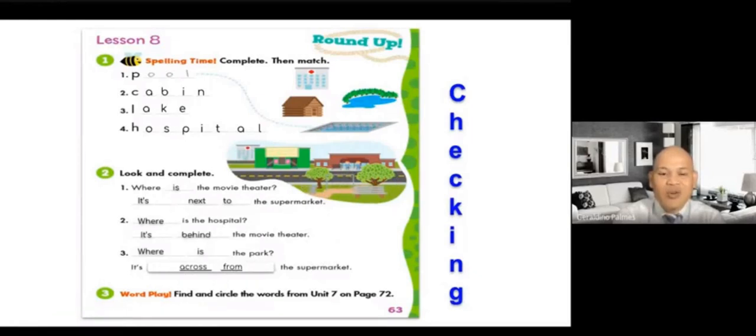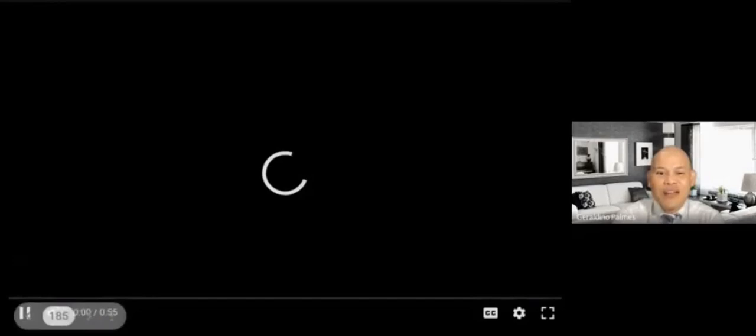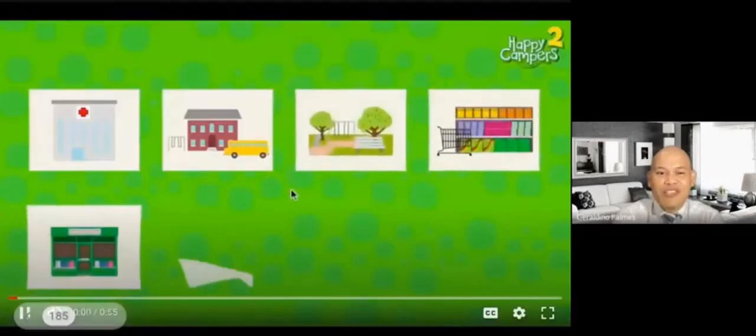As I explained in the lesson number 8 review at the very beginning, it can be in front of, but because there's a gap in between, there's a road in between, you can say across from. So that's our review. Now we'll say the vocabulary one more time.